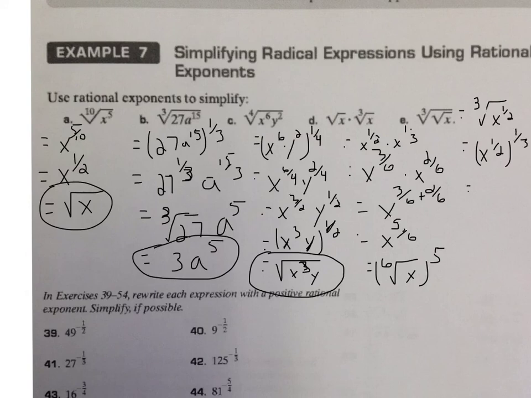And a power raised to a power, I multiply. So I'm going to multiply the fractions. On top, 1 times 1 gives me 1. On bottom, 3 times 2 gives me 6. But I don't want rational exponents, so I have to change it back to a radical. It's the 6th root of x. So there's that answer, and there's that answer.